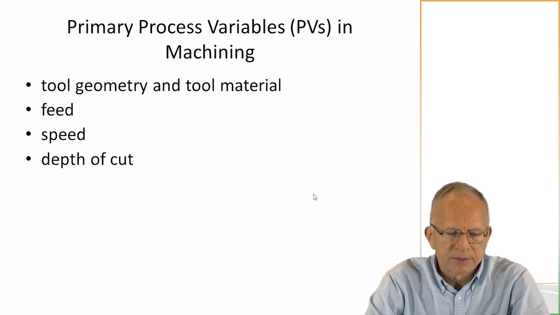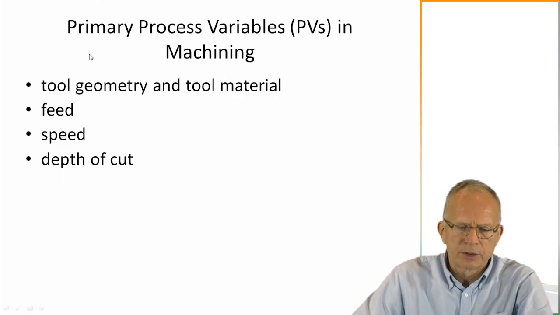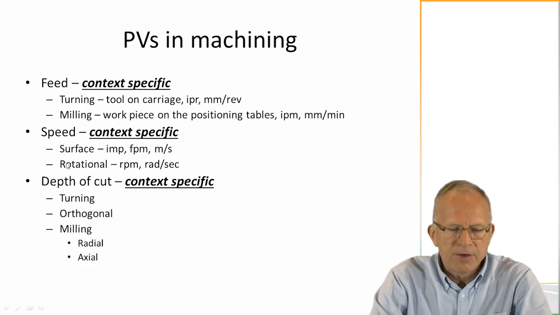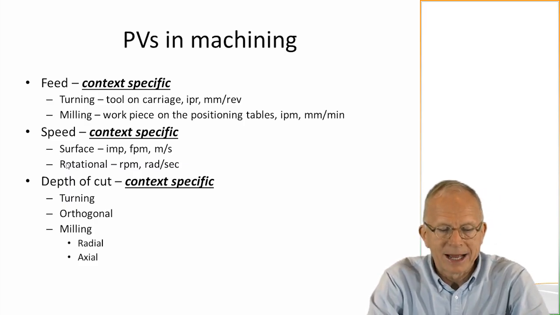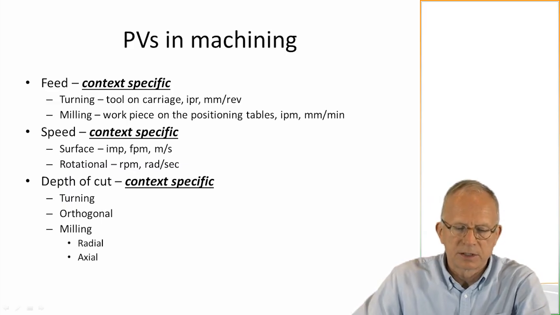So the primary process variables, as we said, are essentially the tool geometry and tool material, so the tooling, feed, speed, and depth of cut. Now the feed is often context specific, as we've talked about, so it means different things in turning and in milling.